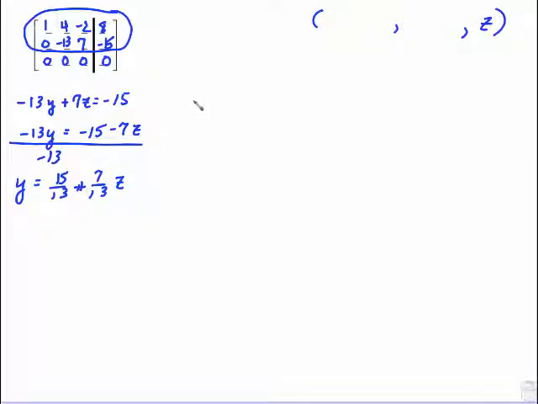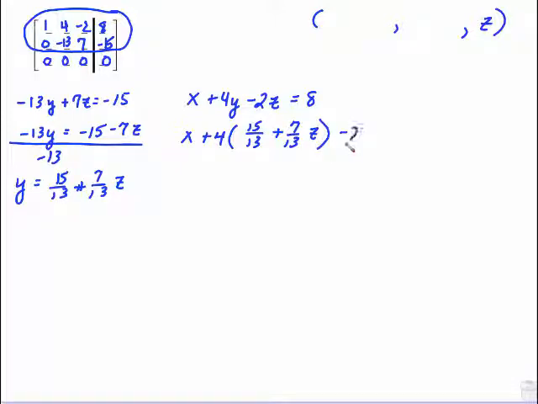Now I need to deal with the top. X plus 4y minus 2z equals 8. X is x. We know that y is this binomial of 15/13 plus 7/13 z. Then minus 2z equals 8. Eventually I need to solve this thing for x, but I want to do some distributing and cleaning up first. 4 times this is 60/13 plus 4 times this is 28/13 z minus the 2z equals 8.